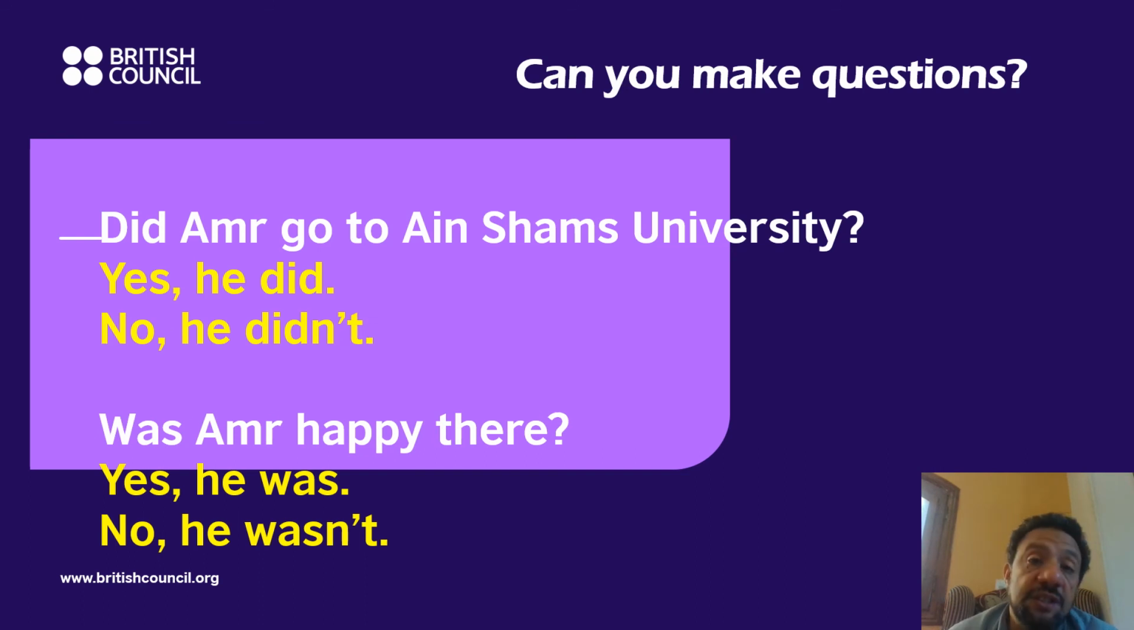So for questions that start with did with all other verbs, for example, did Amr go to Ain Shams University? Answer, yes he did, or no he didn't. With verb to be, we use verb to be in the short answer. So was Amr happy? Yes he was, no he wasn't. Were they here yesterday? Yes they were, no they weren't.